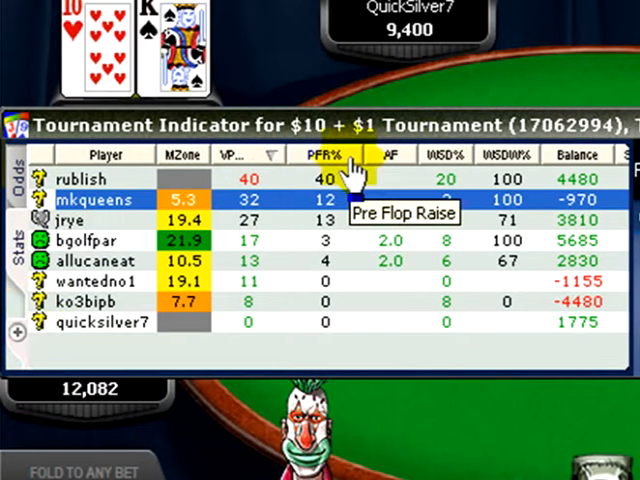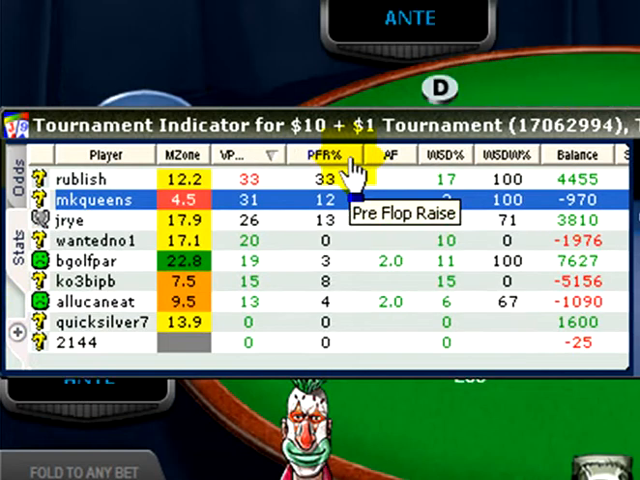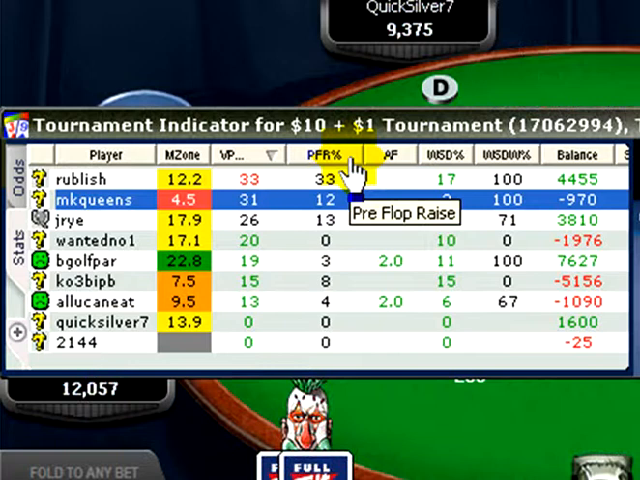The next indicator column is pre-flop raising percentage. This indicator shows how often your opponents come into the pot with a raise. This indicator directly contributes to your opponent's profile as well.